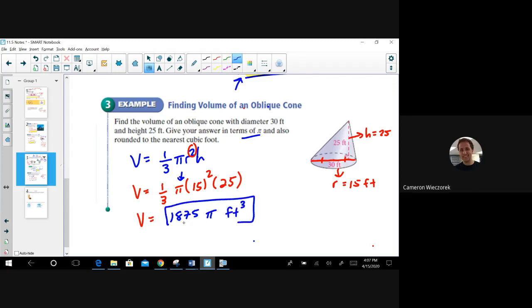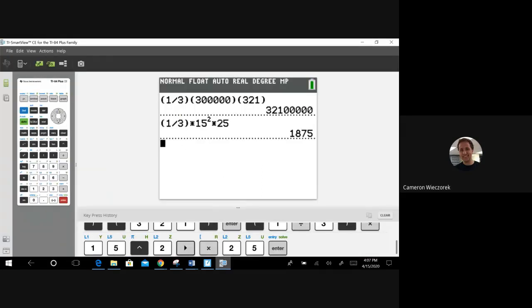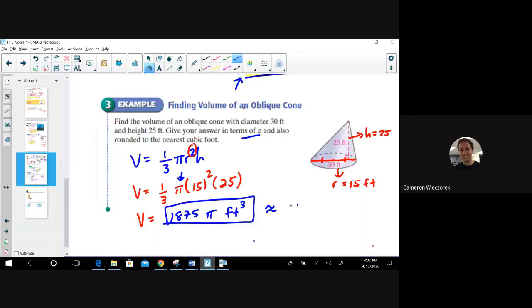So this would be expressing that volume in terms of pi. But then they also asked us to round it to the nearest cubic foot, so nearest whole number. So now I'm actually going to take that 1875 and I'm going to multiply it by the pi button. So about 5,890 cubic feet. So that'll do it for that one.